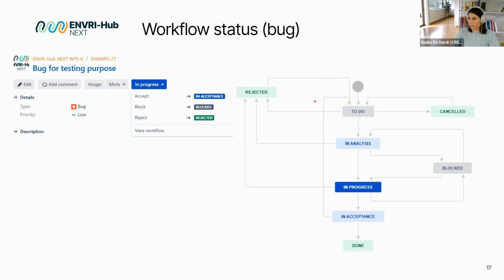For example, if I have a bug assigned to me, I need to replicate the problem and I cannot replicate it. I put the ticket in rejected. In another case, I analyze it, I found the issue, I work on it, I solve the problem, I deploy, and then once I've deployed the fix, the ticket goes in acceptance and I assign it back to the person that has raised the bug to test it, and then he puts it in done if it's solved.